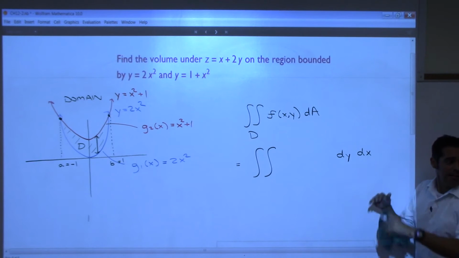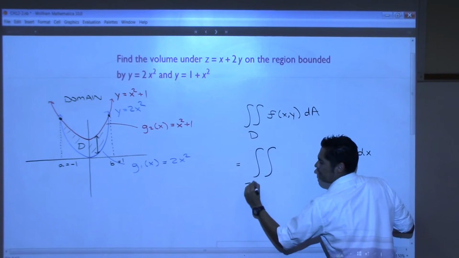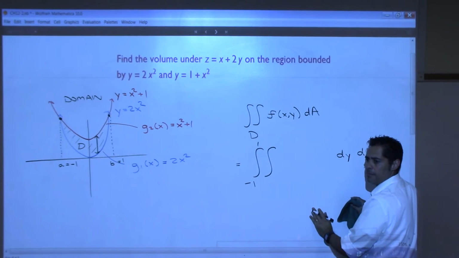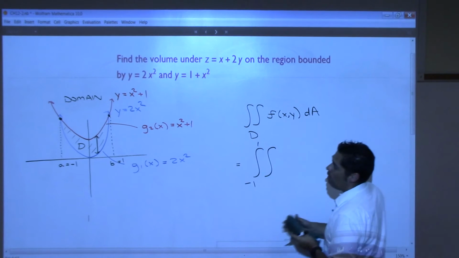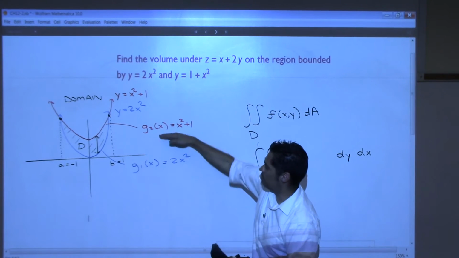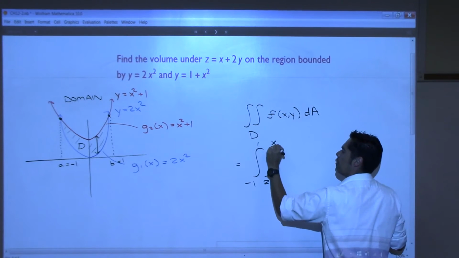Now the way you remember that is the outside integral has to have the constants, right? So the outside one is going to be negative 1 to 1. The next one, the inner one, is the restrictions on y. So the y restrictions were these two: 2x squared on the bottom and x squared plus 1 on the top.